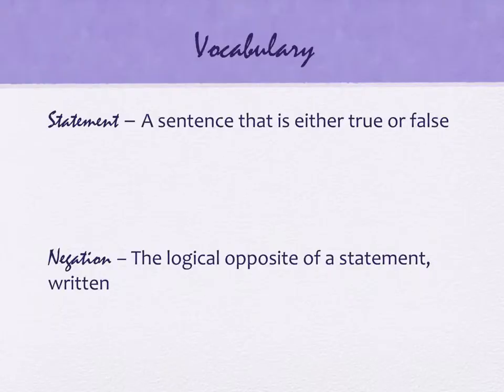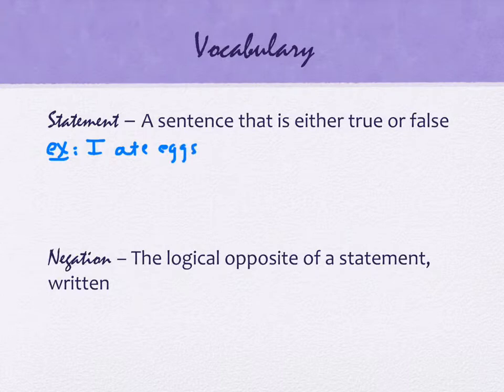The first thing we're going to talk about is what a statement is. A statement is simply a sentence that's either true or false. So, for example, a statement would be something like, I ate eggs for breakfast. Okay? It's either true or it's false. Now, you may not know if I did or didn't, but it is a true or a false statement. There's not sort of an in-between statement that can be made about that. It's either true or it's false.